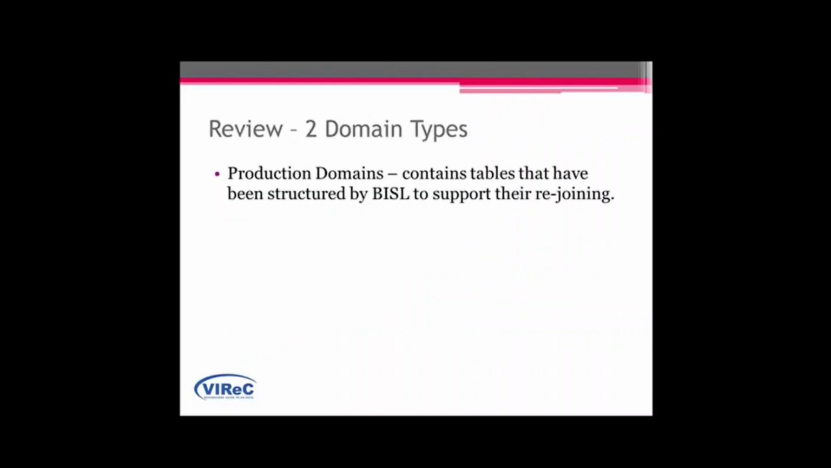For today's talk, it will also be important to remember two concepts from last week's talk, when we talked about the two types of domains that exist in the corporate data warehouse. The first is referred to as production domains, and these are sets of domains and tables that have been structured by BISL, the group that architects the CDW, to support rejoining. In other words, they've done a lot of work on these domains.